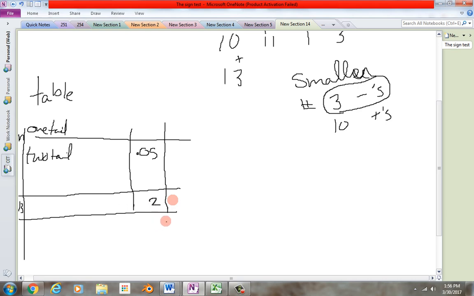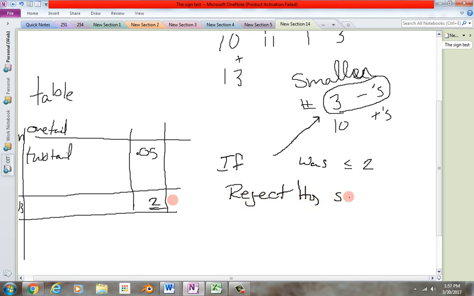fine print. Here it is. Reject the null hypothesis if the smaller number of positives or negatives is less than or equal to the value in the table. So if this guy right here was less than or equal to the 2 from the chart right here, we would reject. It's not. So what do we do?